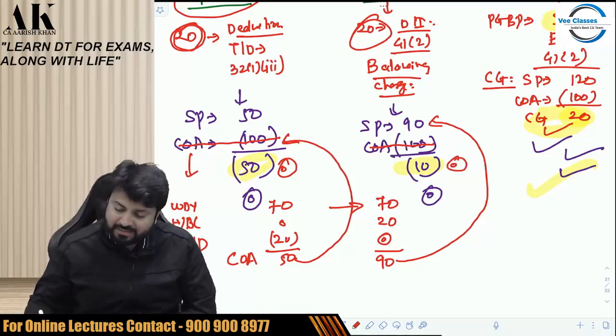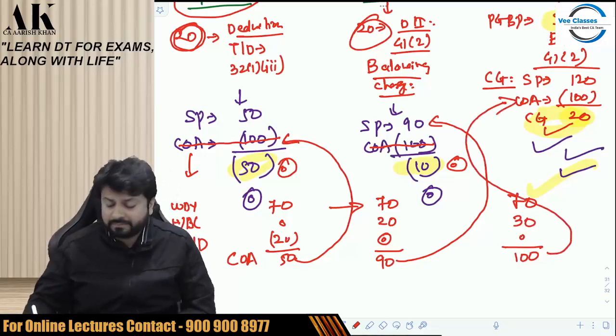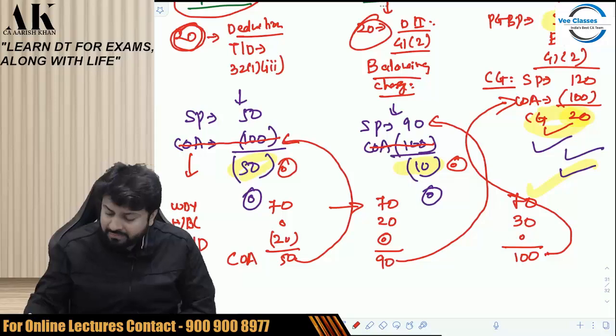Okay. Third case also will apply this. WDV 70. Balancing charge is how much? Balancing charge is 30. Terminal depreciation 0. Adjusted cost is 100. This is 100. And therefore, here you will get gain of 20 rupees.